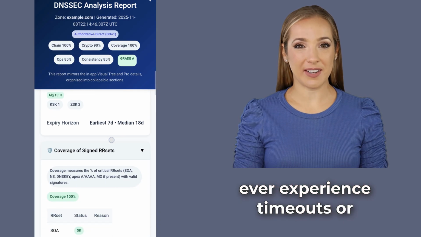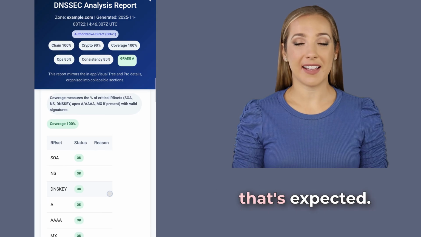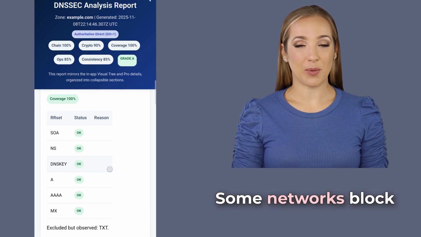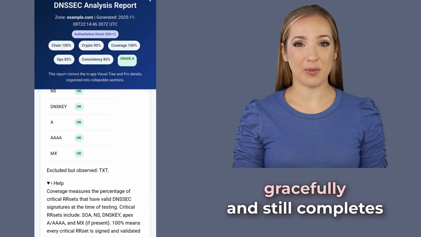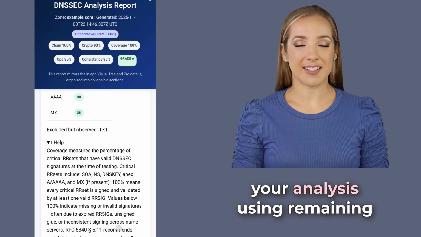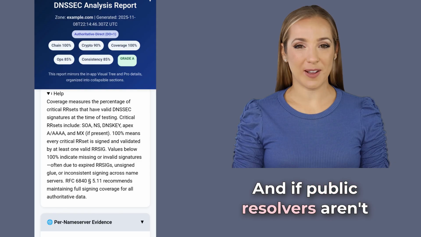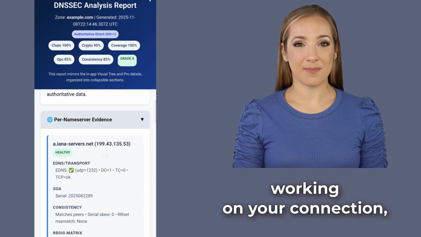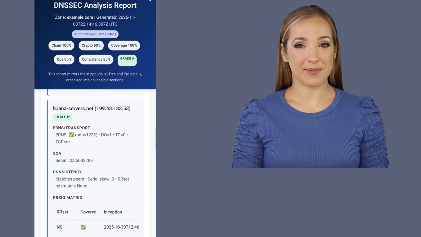If you ever experience timeouts or incomplete data from certain name servers, that's expected. Some networks block large DNS responses. The app handles these gracefully and still completes your analysis using remaining authoritative sources. And if public resolvers aren't working on your connection, switching to the device resolver will usually resolve it immediately.